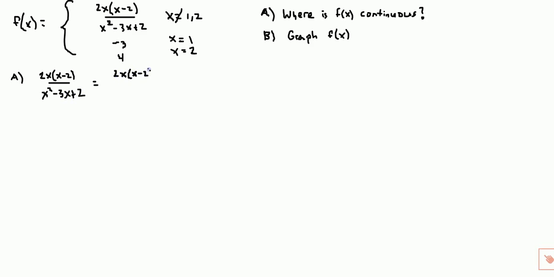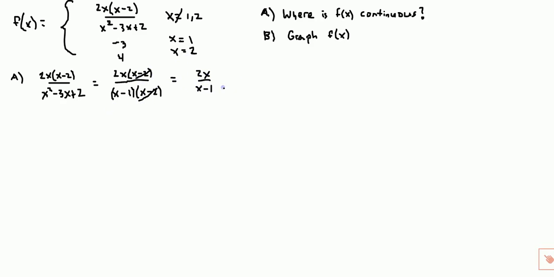So on the top we have 2x times x minus 2, and on the bottom we have x minus 1 and x minus 2. Okay, you can check that. This multiplies out to that. And now we can see that we can cancel x minus 2, and we're left with 2 times x over x minus 1. So 2 might not be a problem point because there's no x minus 2 in the denominator. So let's go through and check.